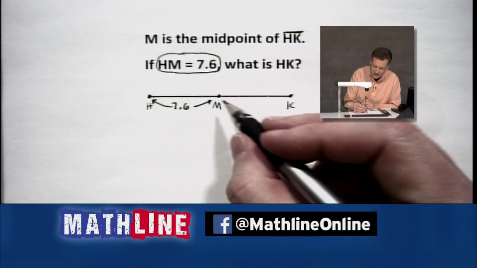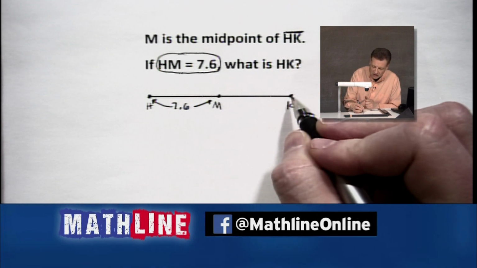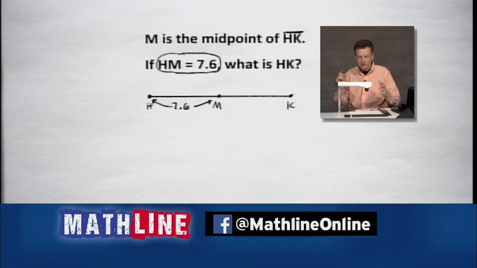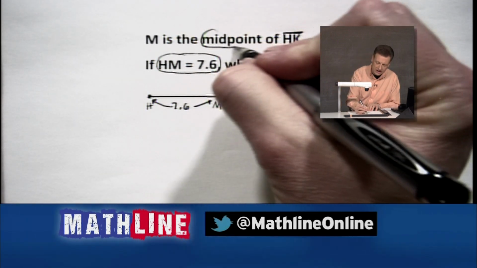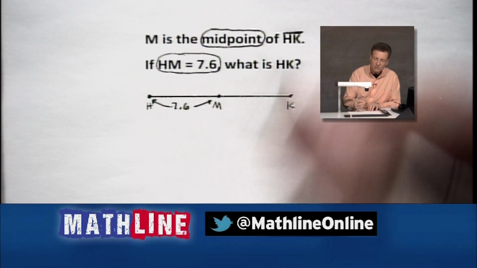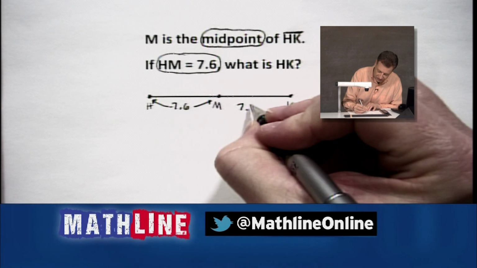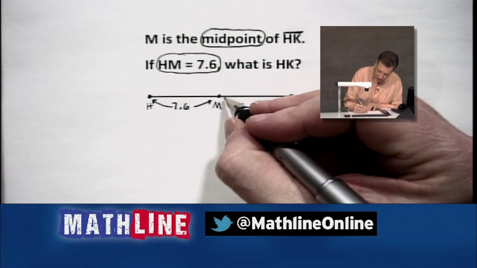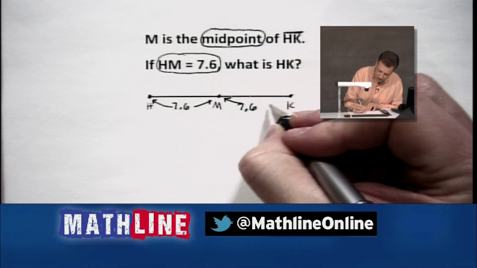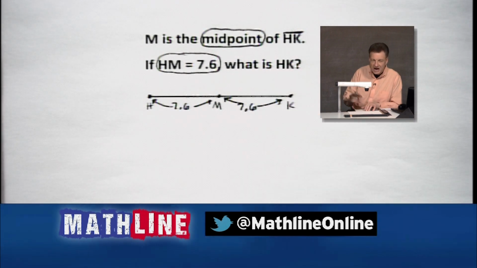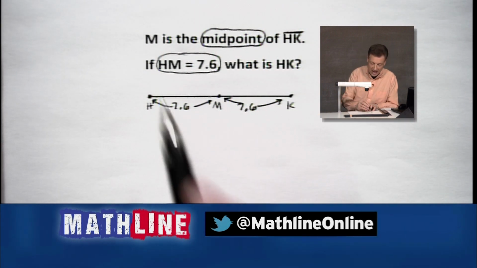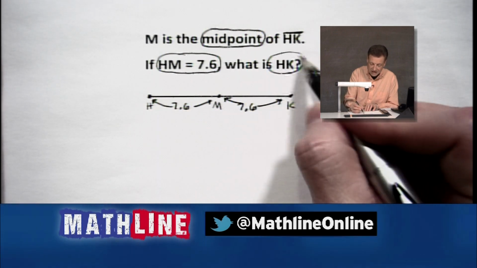Guess what? The same story is going to hold true from M to K. Now you say, Ernie, how'd you know that? There was a key word. Oh, words are so important, aren't they? We're talking about midpoint, so we're stuck with a midpoint here also. And that's where we start. So 7.6 or 7 6/10, right there we go. And we want to know what's the entire piece of line segment there from H all the way to K.